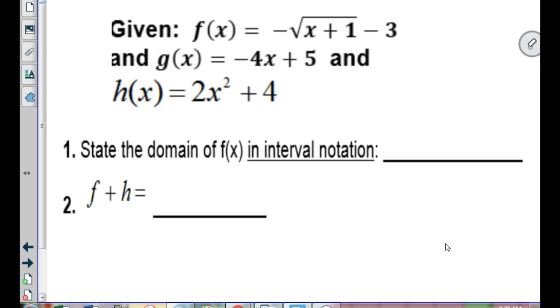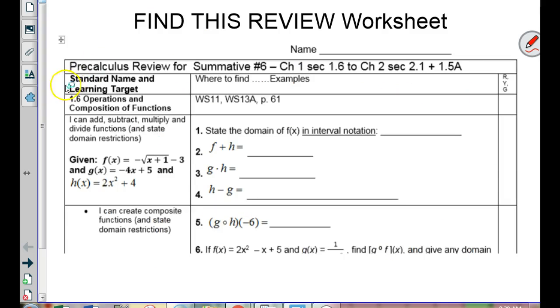All right, guys, so we're reviewing for summative number 6, and the quiz is not necessarily in this order, but this is the order the review is in. 1.6, the topic is operations and composition of functions, and we're supposed to be able to add, subtract, multiply, and divide functions and create compositions and find their domain restrictions here. You can find more practice in these places.